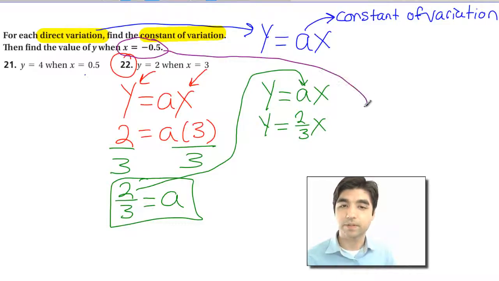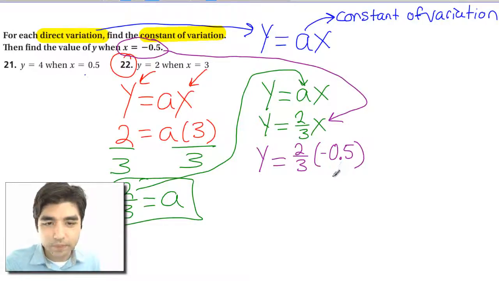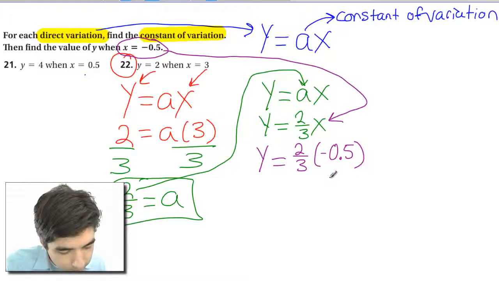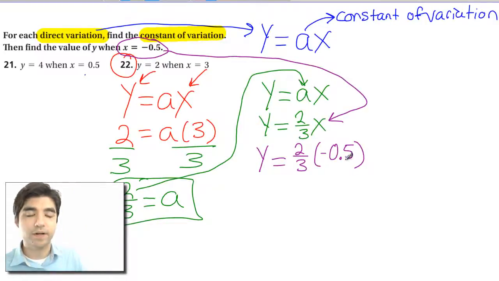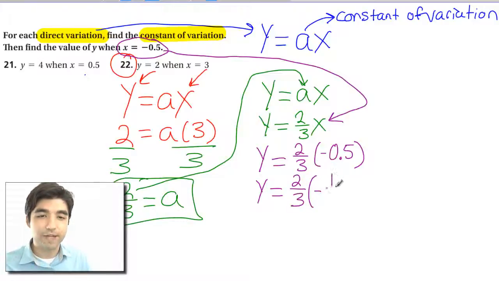So don't forget that part. That's going to go in for the x. So we have y equals 2/3 times negative 0.5. Which way do they want this answer? Okay, they want it as a fraction. So negative 0.5, hopefully you know that that's negative a half. So we have 2/3, and you can change this to negative 1/2.